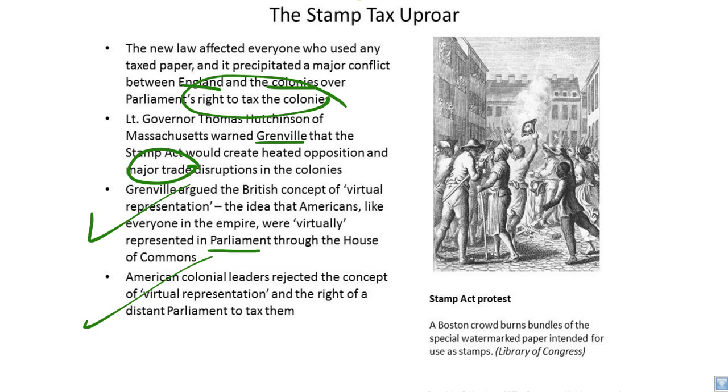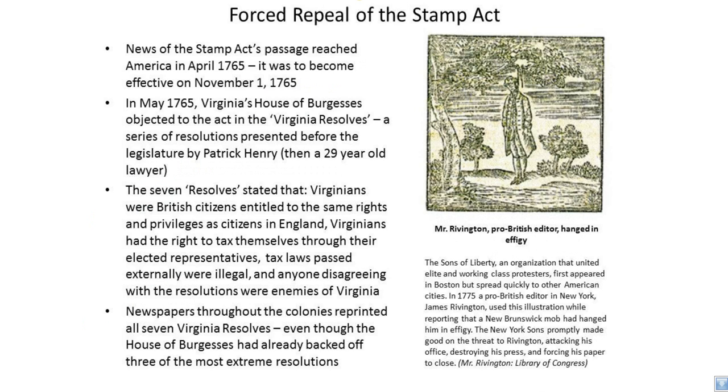Lieutenant Governor Thomas Hutchinson of Massachusetts warned Grenville that the Stamp Act would create heated opposition and major trade disruptions in the colonies. Grenville argued that the British concept of virtual representation, the idea that Americans in the empire were virtually represented in Parliament, was not widely accepted by Americans. American colonial leaders rejected that concept and the right of a distant Parliament to tax them, and felt that the colonial assemblies should be able to tax their own.